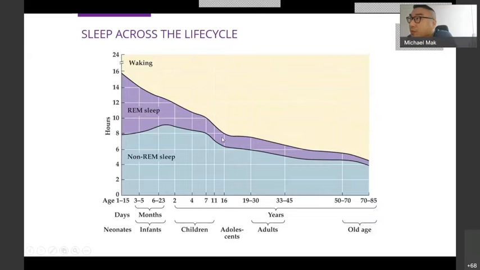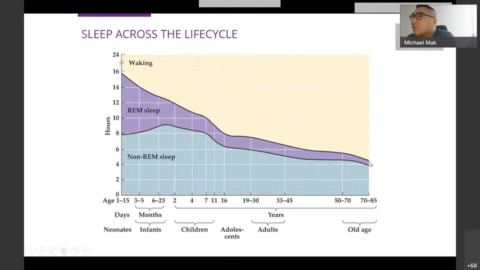So for a person who's 16 years old, the bare minimum that they need is going to be 8 hours of sleep. So they recommend 8 to 10 hours of sleep for folks who are in their teenage years. You move on to ages 33 to 45, and the bare minimum that they need is going to be about 7 hours. They recommend 7 to 9.